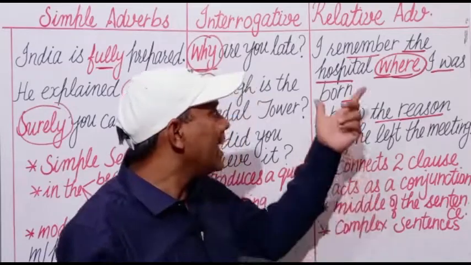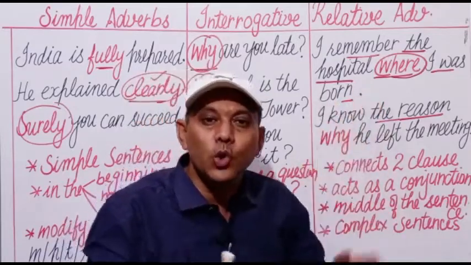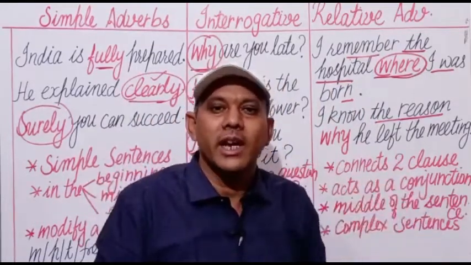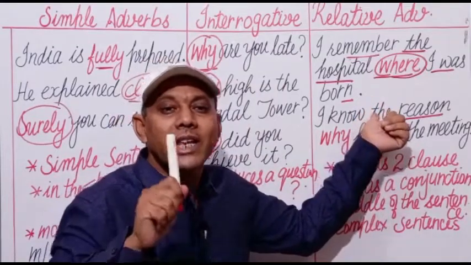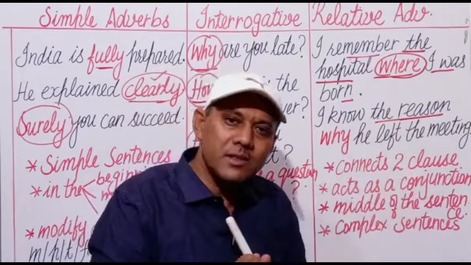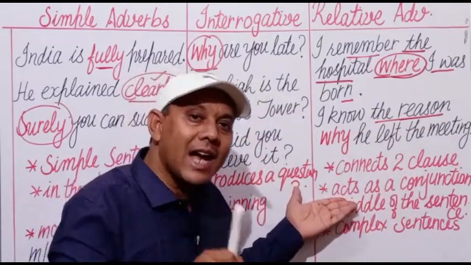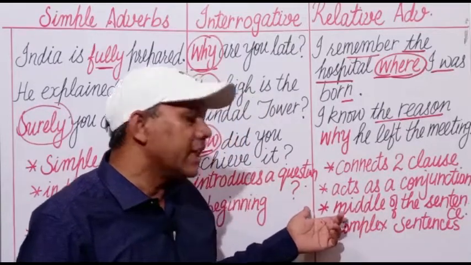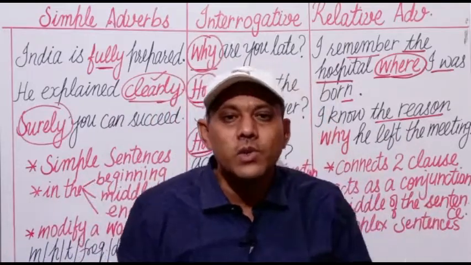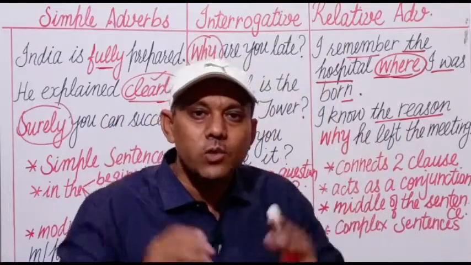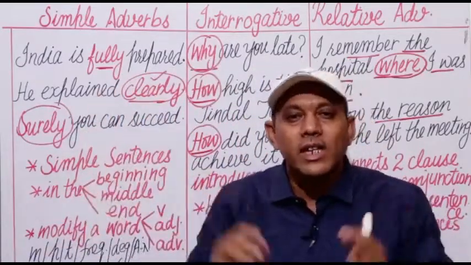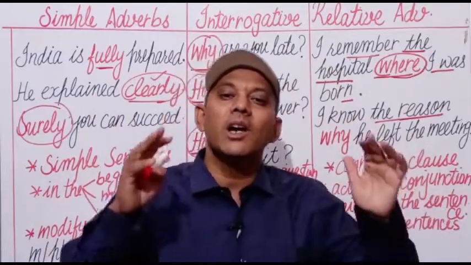As you see, this adverb is used in the middle of the sentence to join two clauses. It is usually used in complex sentences. It connects two clauses, or it acts as a conjunction, and it forms complex sentences. In this way, this is the basic difference between simple adverbs, interrogative adverbs and relative adverbs.